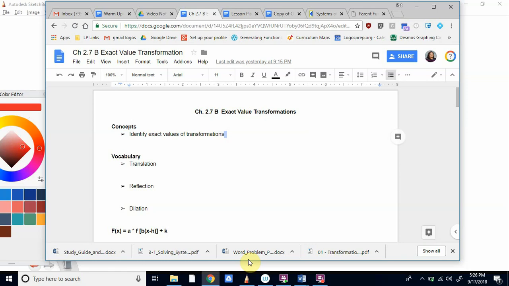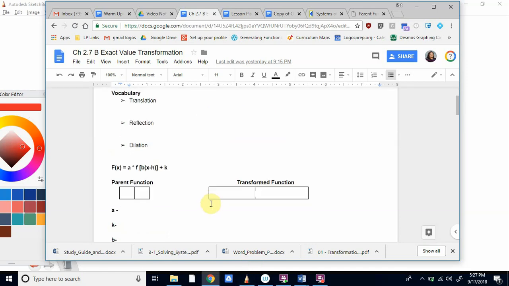So now we're going to find the exact value to find exactly how wide or how narrow our graph becomes or changes. So our vocabulary is translation, reflection, dilation. You should know translation is a slide, right, left, or up and down. Reflection is a flip over the x-axis or the y-axis. And dilation is what we're going to really concentrate on: the enlargements or shrinkings, stretches or compressions, either vertically or horizontally. So let's first start with our general formula.